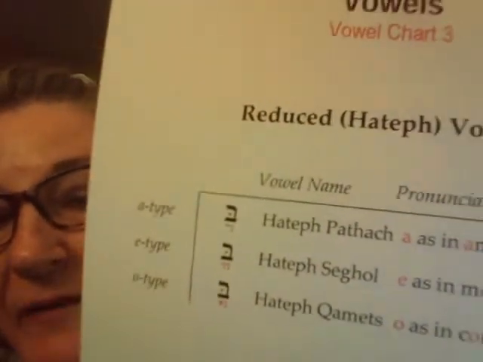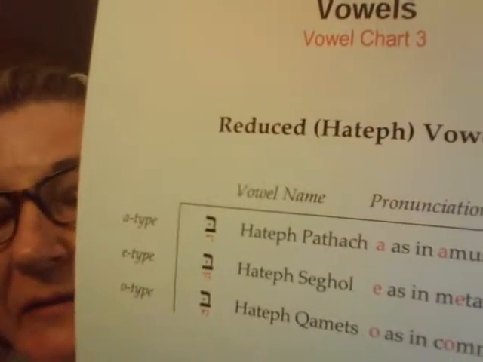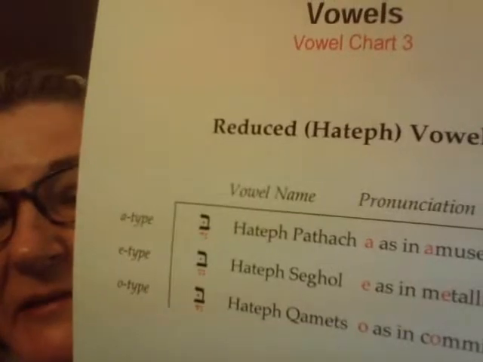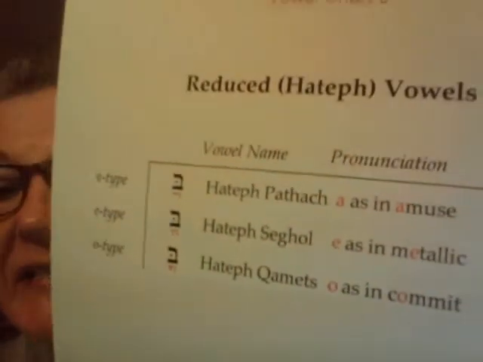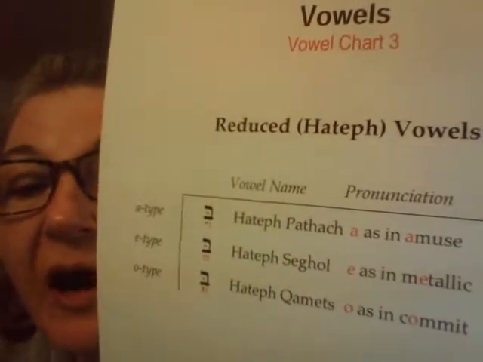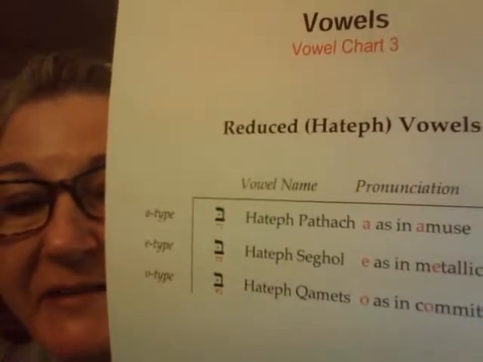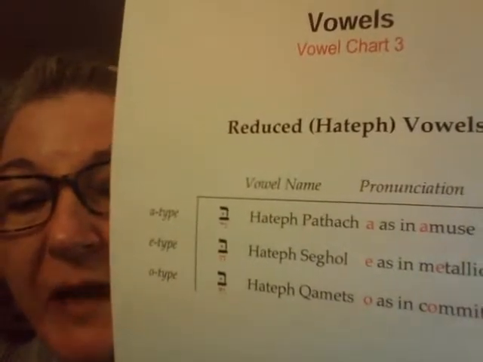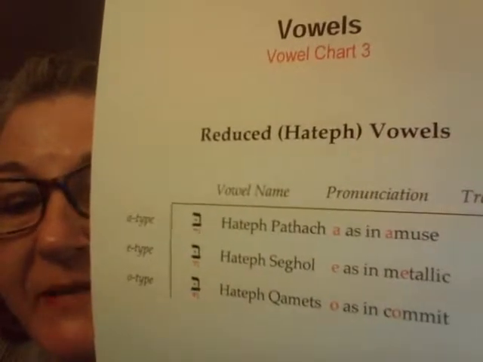Then you have the hatef komets, hatef patach. The hatef patach is a dash, a single dash with two dots, and it's an A type, A as in amuse, and these are reduced or hatef vowels. Then you have the E type. This is the hatef segol. You have your segol and your hatef side by side, and it's E as in metallic.